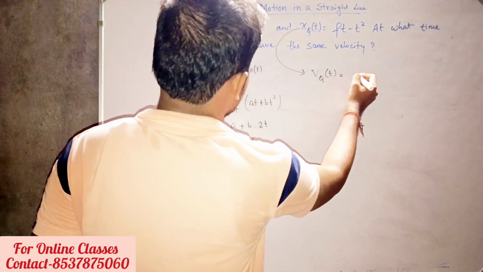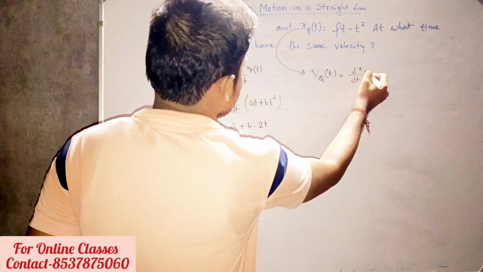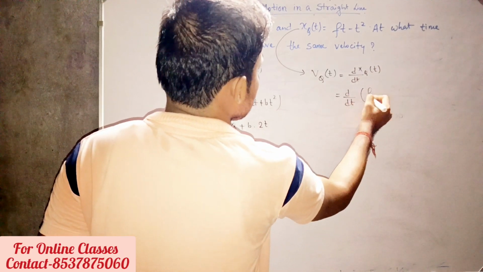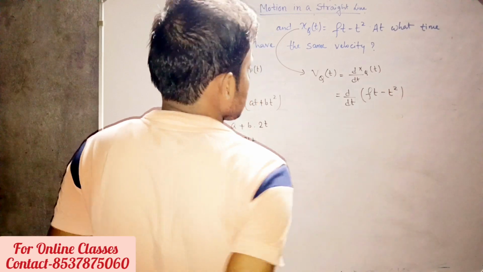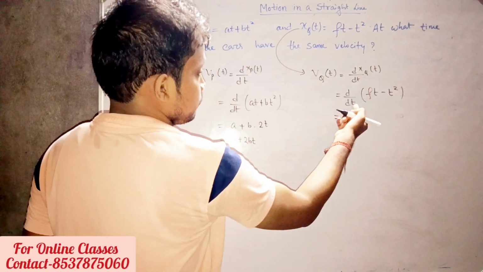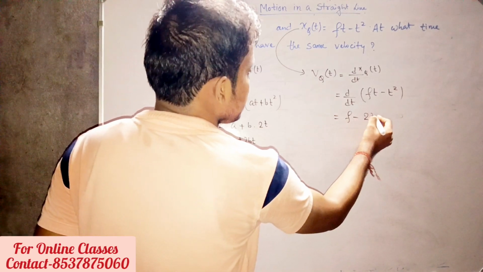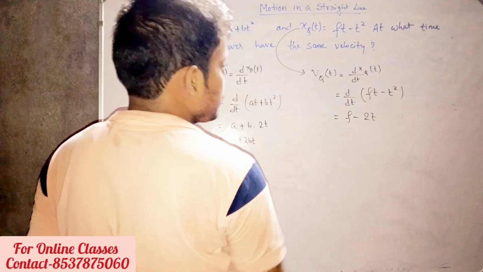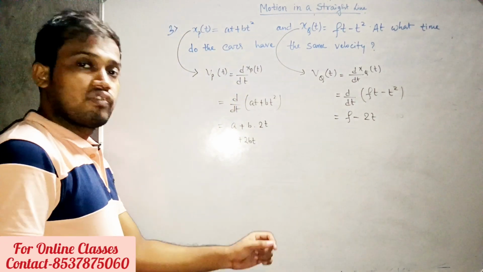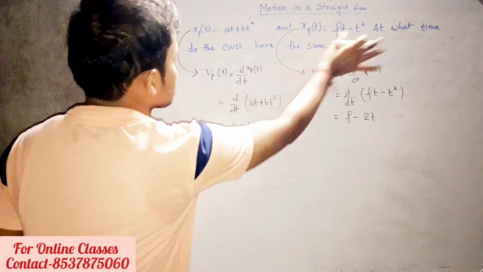Similarly, for dx_Q/dt, you have to do the derivative of x_Q of t. What is the value of x_Q? x_Q is basically ft minus t squared. The derivative of t with respect to t is 1, so we get f from here and from the t squared term the power reduces by 1 and 2 comes as the coefficient. According to the question, we have the same velocity.